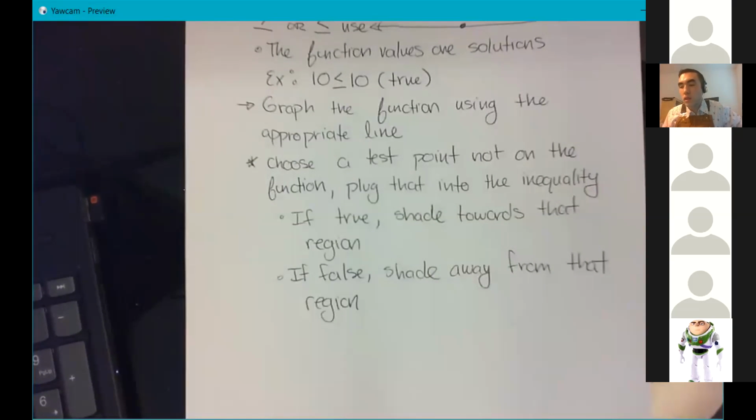Number one, is it solid lines or dotted lines? That's hard and fast based on the symbol. Number two, graph it like normal and then figure out which way to shade by choosing a test point and then figuring out whether or not we're shading towards or away from that test point. The last thing to consider is the fact that normally you'll be given multiple functions here, not just one.